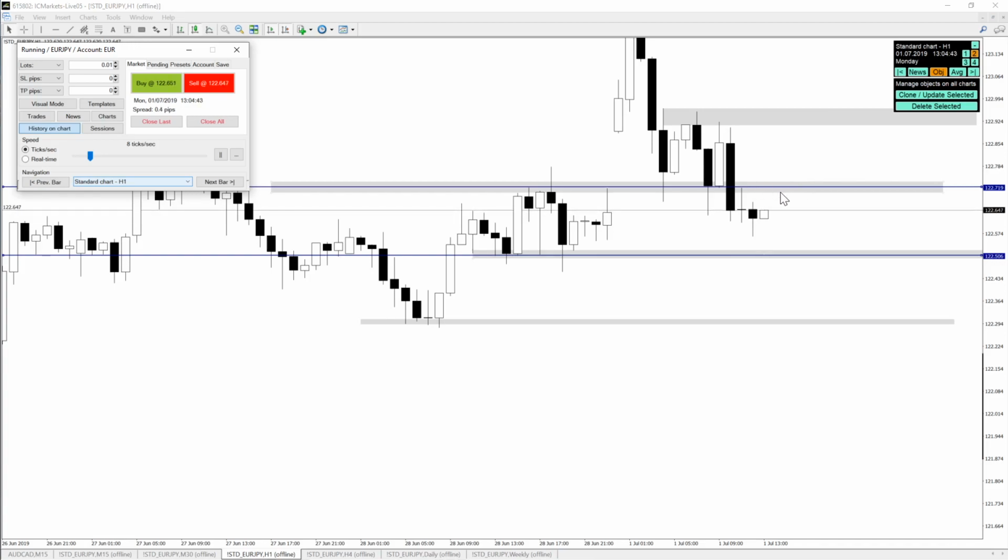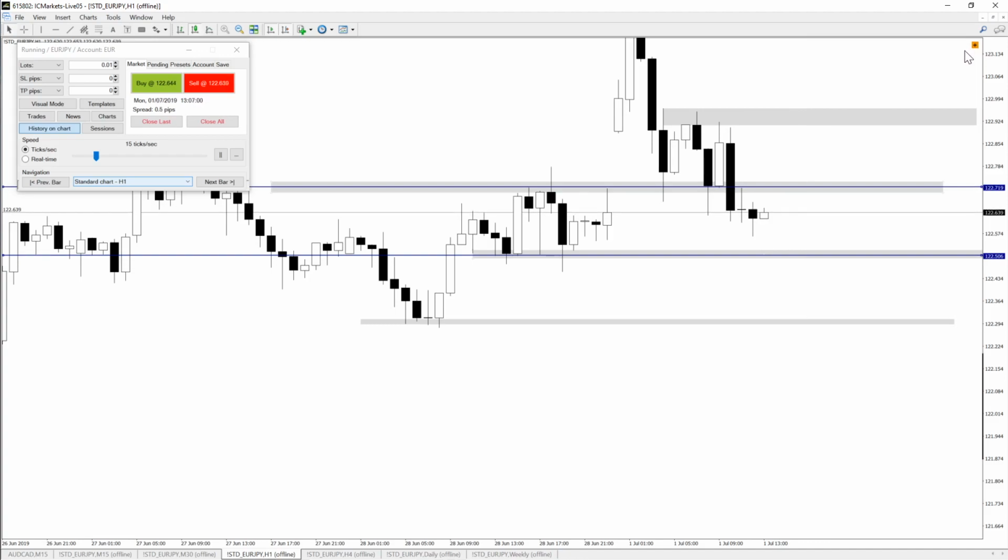So right now we're just waiting to see if we break above or break below. Because if we break above, let's say 122,700, then there's going to be a very good trade to go up towards 122,900. I think that's the trade we can basically look for.